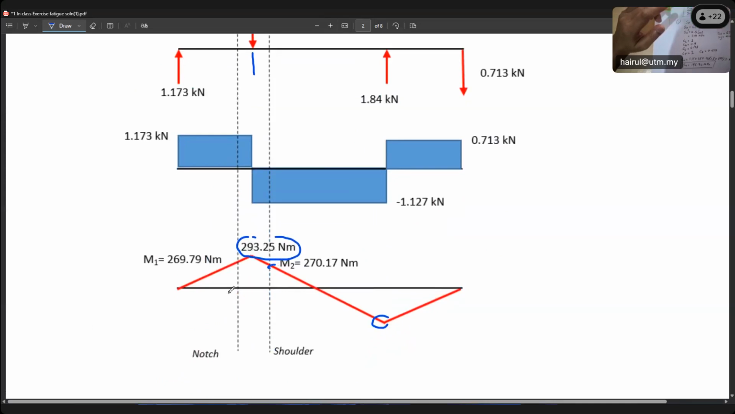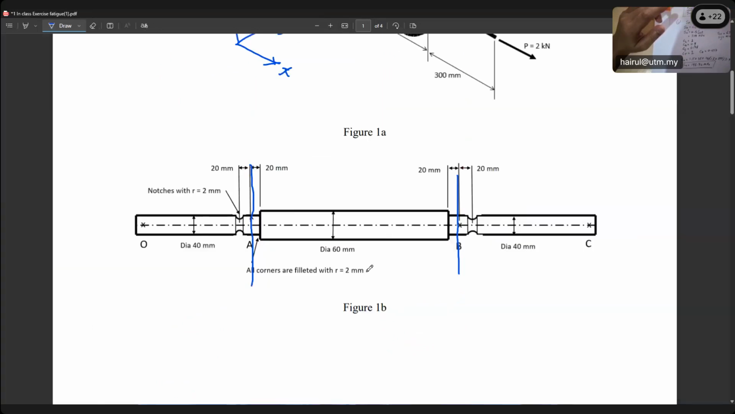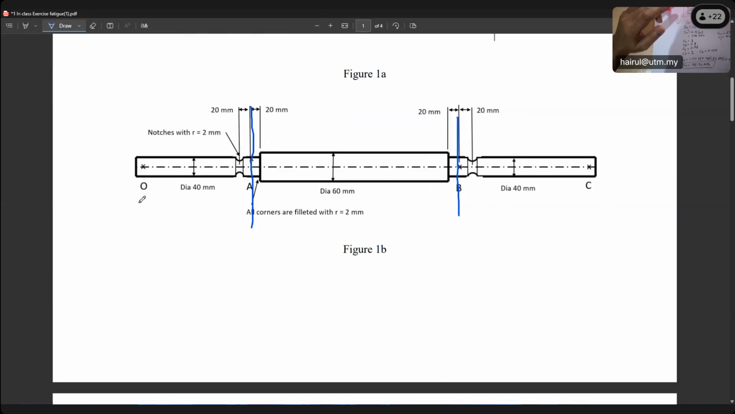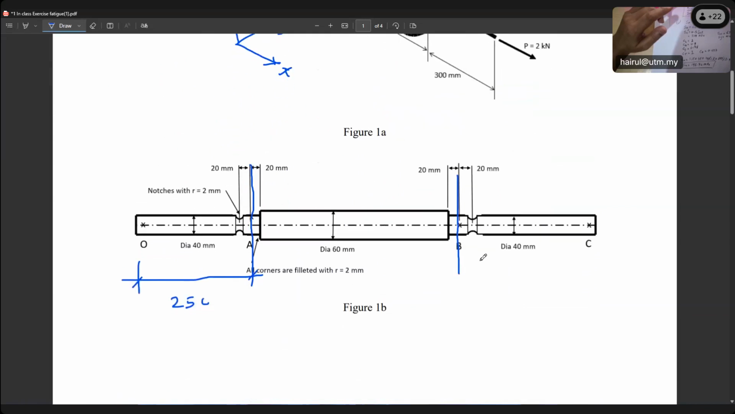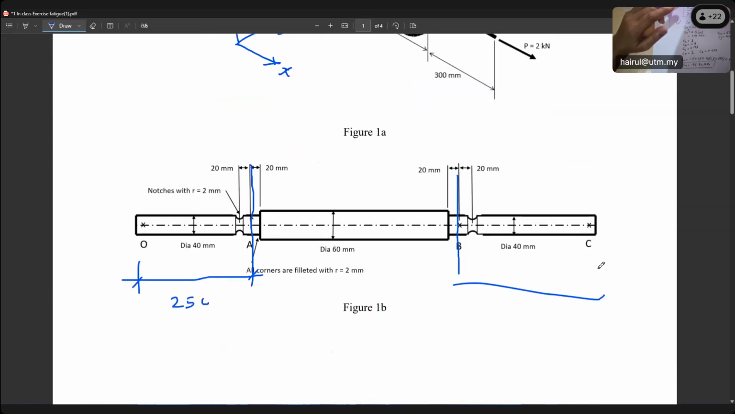If you know this 293, you know the distance here, all the distance based on the shaft length. The shaft dimension is already there, 250. So from here to the level of pulley is 250, right? And also to B, because B is 300. From here to here is 300.